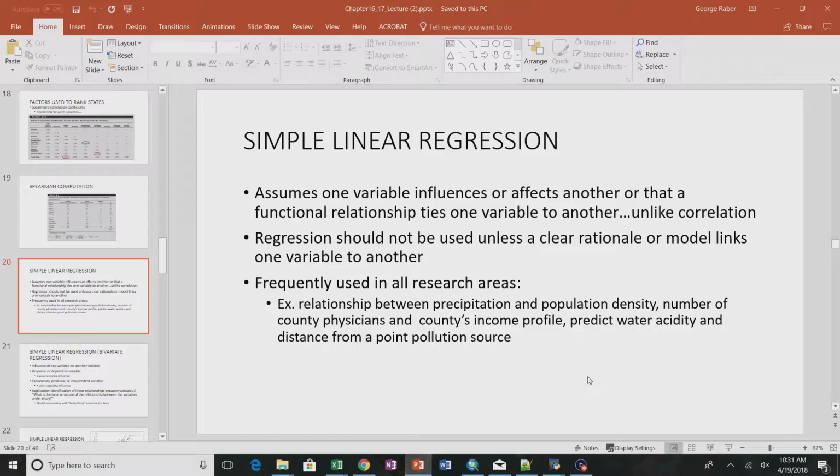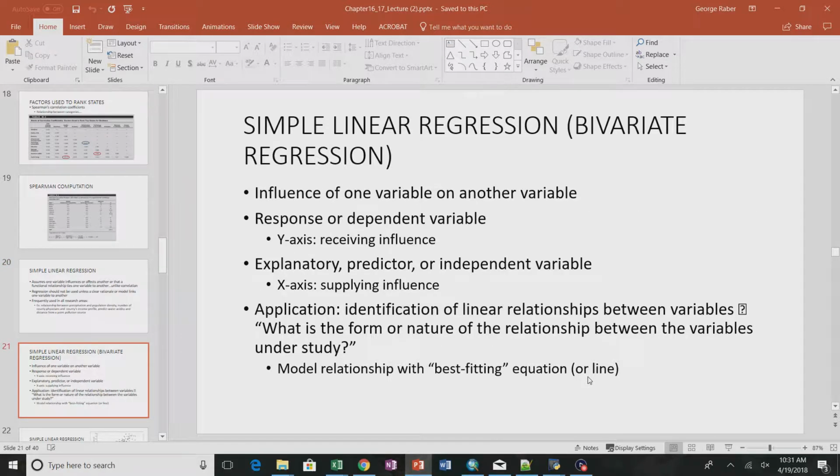All right, so here's an example. The relationship between precipitation and population density, or the number of county physicians and the county income profile, or water acidity and the distance from a pollution point source. Those are examples of relationships that we could look at.